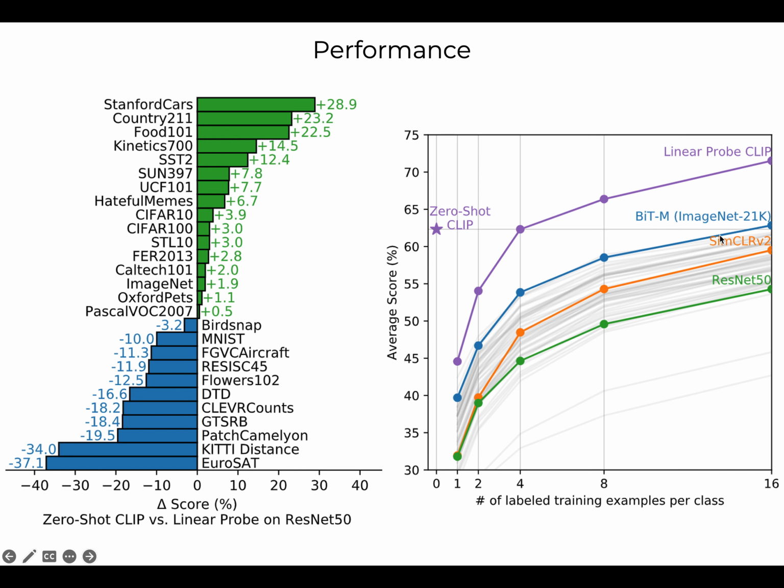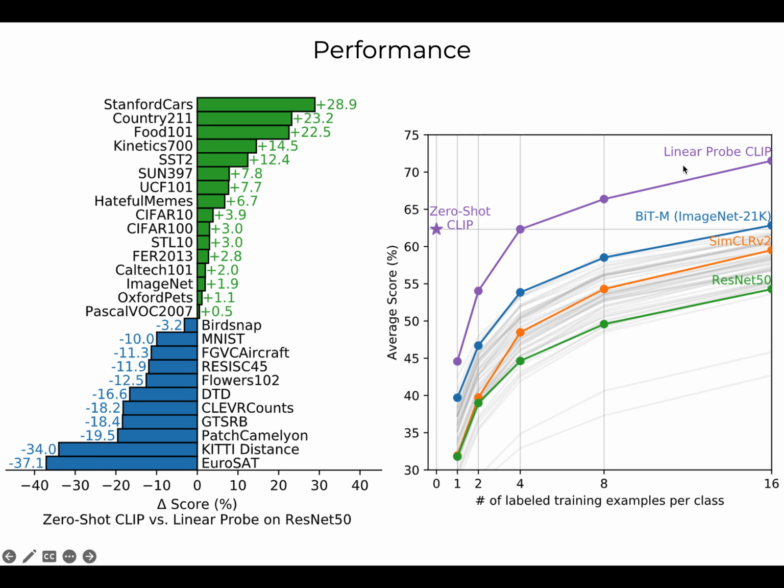Now we've got a bunch of other methods here which are fine-tuned on an increasing number of labeled examples per class. You can see as you get more labeled examples, this fine-tuning works better. But even when these other methods have been fine-tuned on as many as 16 images per class, they're still only just matching CLIP's performance zero-shot.